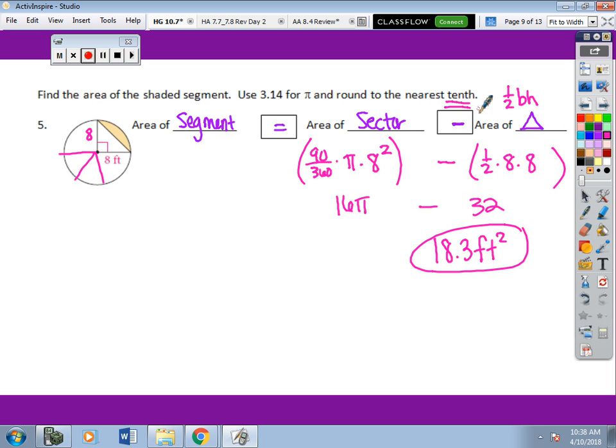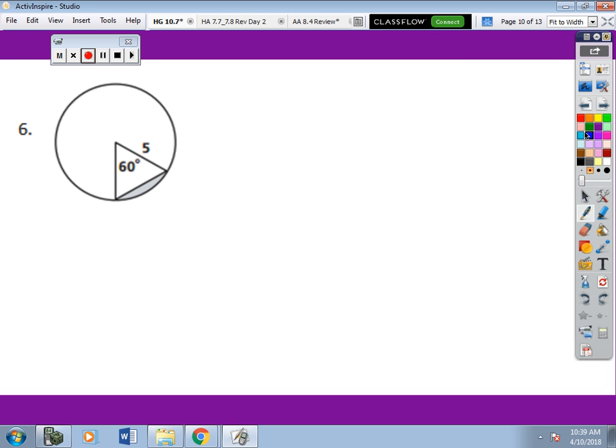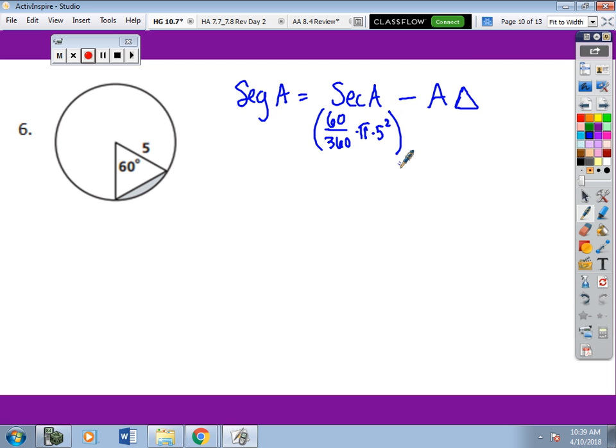Now the next one gets harder because it's not a right triangle. So same process to find this segment area. We're going to find the sector area and subtract the area of a triangle. The sector area should be easy. The arc is 60 divided by 360 times pi. The radius is 5 squared. That's easy. The triangle is the hard part. We don't know the base and we don't know the height.